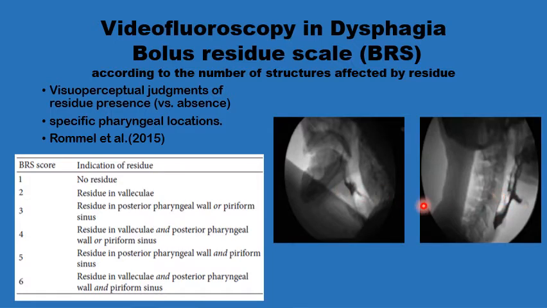In this scale, if there is no residue at all, then it is level 1. If there is only a residue in the vallecula, that's level 2. If there is a residue in either the piriform sinus or the posterior pharyngeal wall, that's number 3. If there is a residue in the vallecula and one of these two sides, that's number 4. If the residue is in the piriform sinus and the posterior pharyngeal wall, it's number 5. If the residue is in all 3 sites, that's number 6.